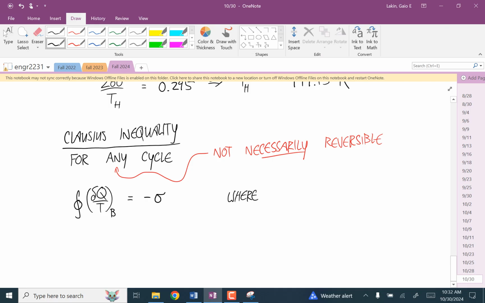Seven Boltzmann constant? No, it's a new sigma. Okay. Yeah. That would be amazing.